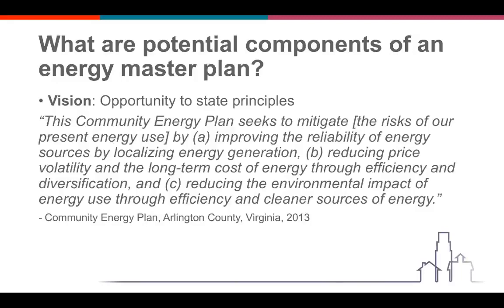Here's an example of the vision from one of the plans we mentioned before, the energy plan in Arlington County, Virginia. It says, this community energy plan seeks to mitigate the risks of our present energy use by improving the reliability of energy sources by localizing energy generation, reducing price volatility and the long-term cost of energy through efficiency and diversification, reducing the environmental impact of energy use through efficiency and cleaner sources of energy.